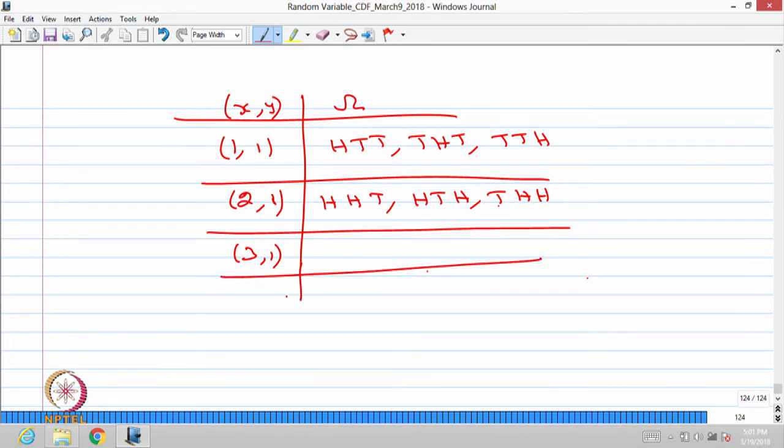Similarly, if you go for 0 comma 1, there also you won't get any possible outcomes. If you go for 3 comma 3, the number of heads is 3 and the absolute difference of heads and tails is also 3. That is possible with head, head, head. Similarly, you can go for 0 comma 3.